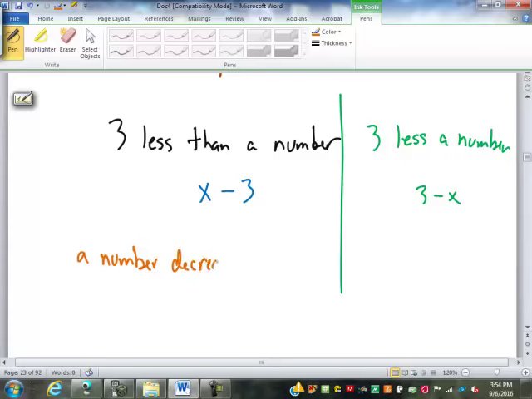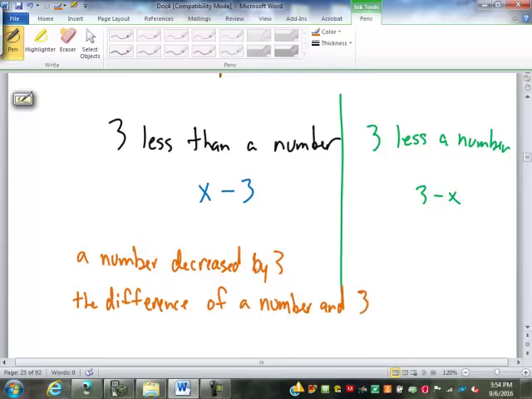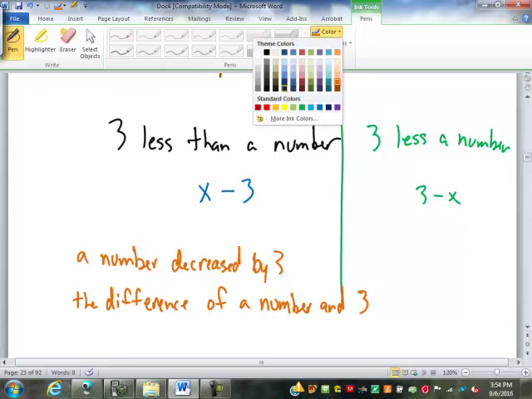A number decreased by 3. The difference, just like the sum, the difference of a number and 3. A number reduced by 3. 3 subtracted from a number, minus 3. A lot of different phrases that could mean X minus 3.